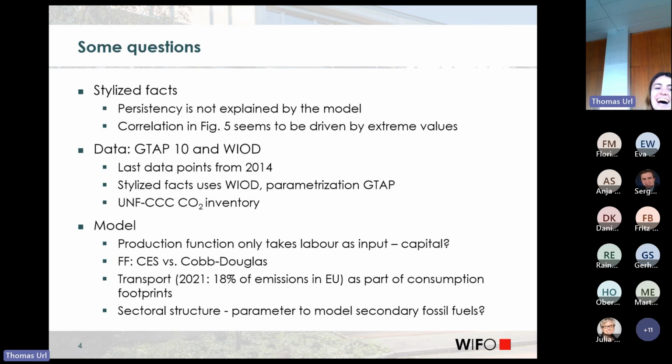Then I have a question on the functional form of your production function. You mentioned in the consumption function that it's basically the same whether you choose Cobb-Douglas or constant elasticity of substitution. I think there are some papers available that would go in a different direction and show the substitution effect. So maybe you could expand a bit on that.